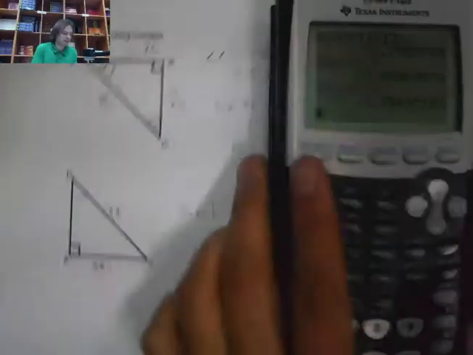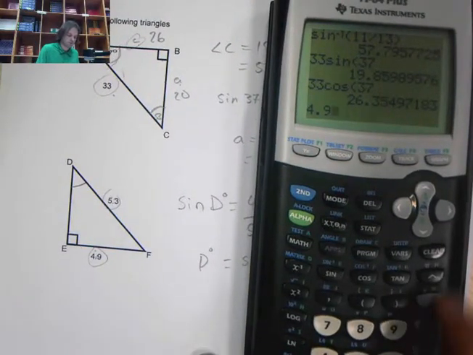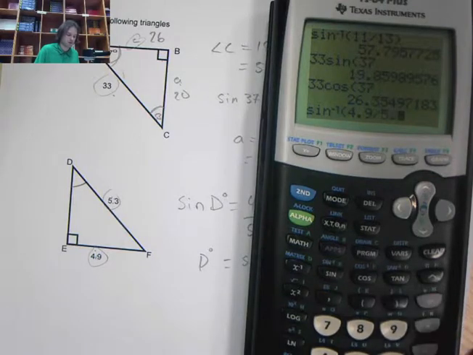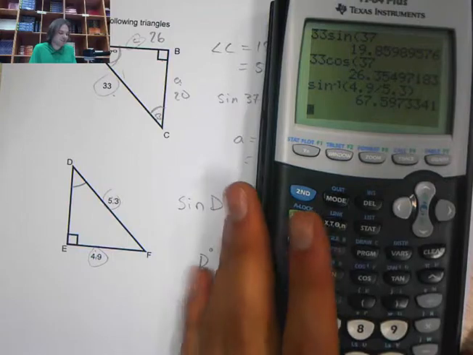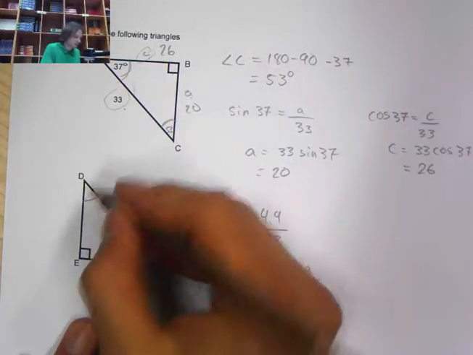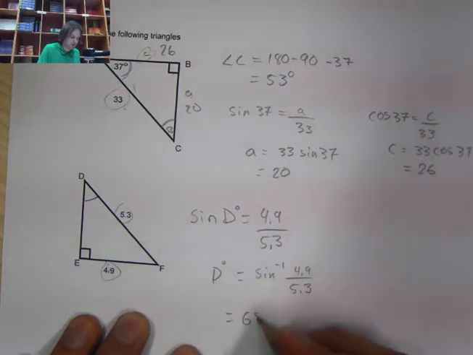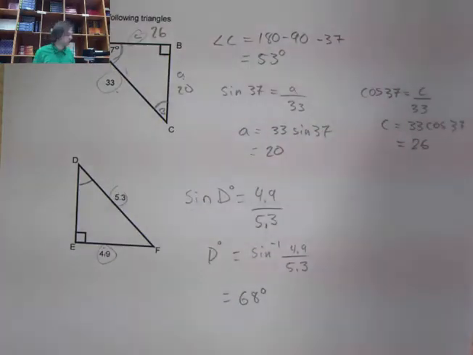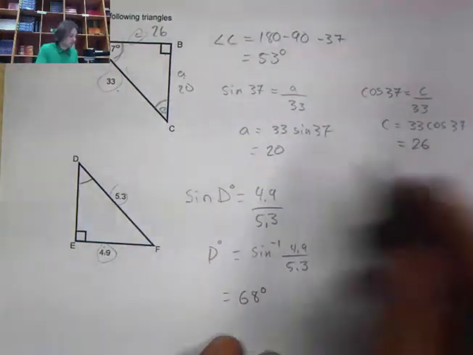So let's plug that in. We're going to go second sine, 4.9 divided by 5.3. Alright, do that. And I'm going to get 67 degrees for D. So D is equal to, well, 68 degrees. We're going to round up. 68 degrees. I'm rounding up to the nearest one. Okay? 68.